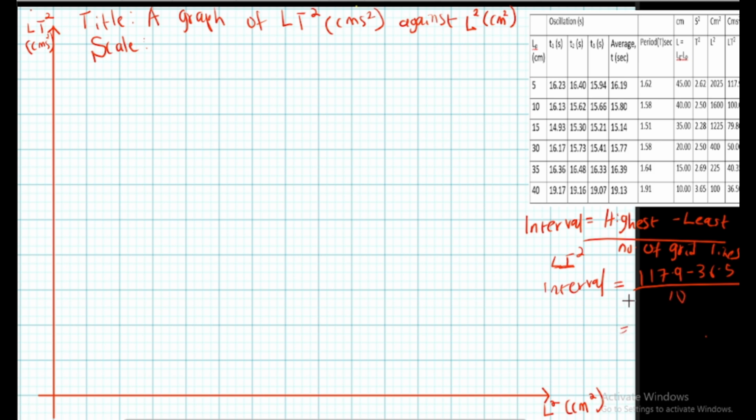And that will give us 8.14. So this is like our lower interval. To get the upper interval, you multiply the lower interval by 2. So that will give us 8.14 multiplied by 2, and that will give you 16.28. So our interval will fall between 8.14 to 16.28.